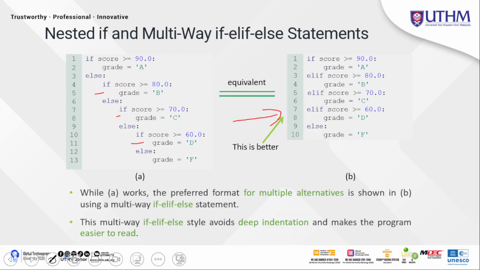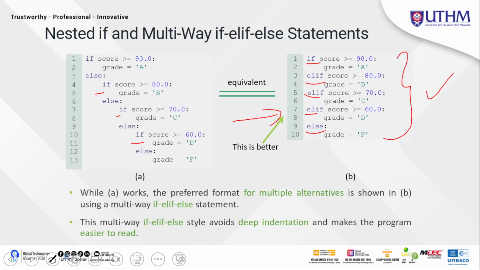Instead of using nested if statements, we can use if, else if, and the last condition should be else. You can see here, if, else if, else if, else if, and the last one should be else. While A works, the preferred format for multiple alternatives is shown in B using the multi-way if else statement. So there are two different ways of writing the program, but both will give the same answer. But when you look at the presentation of the source code, this one is more clear.